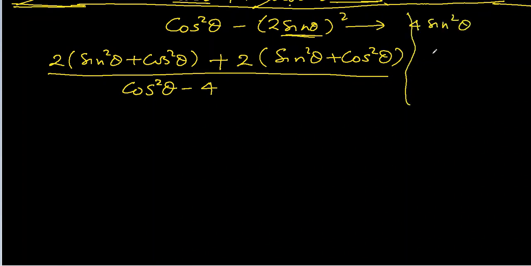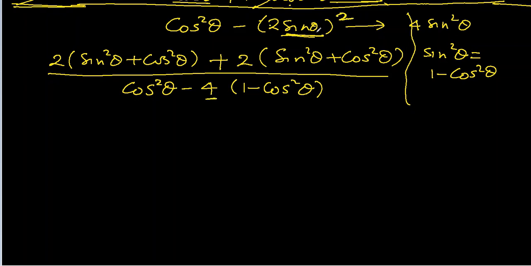And we know that sin square theta is equal to 1 minus cos square theta. This is what I'm going to write here: 1 minus cos square theta, because I don't want sin square theta. Let me summarize again. Because of this square, this 2 square is 4. Because of this square, sin theta will be sin square theta, and sin square theta is 1 minus cos square theta. That's why I wrote it here.